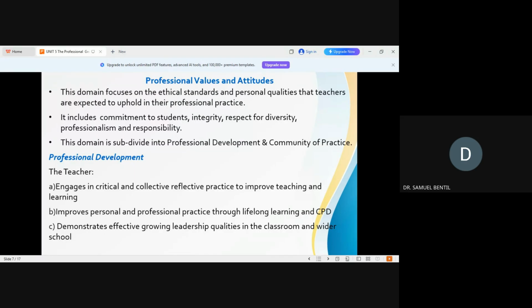So this domain focuses on the ethical standards and personal qualities that teachers are expected to uphold in their professional practice. This is where, as a teacher, you must pay attention to your code of conduct in the school, your ethical standards and your personal qualities. We have teachers who have come as low as flirting with the students they are teaching. This is against ethical standards. Sending them to buy things for you is also against it. It's not good for your personal quality.